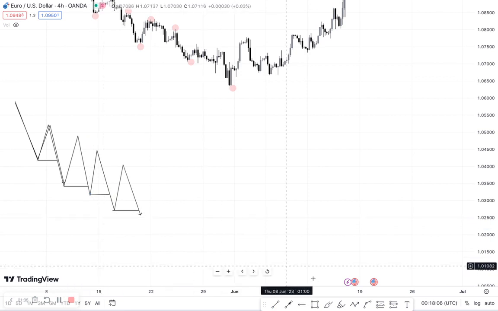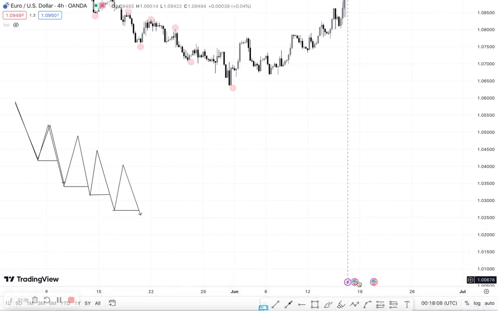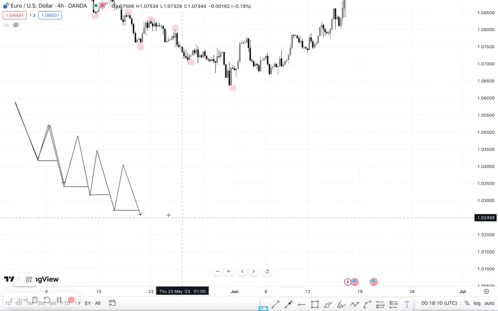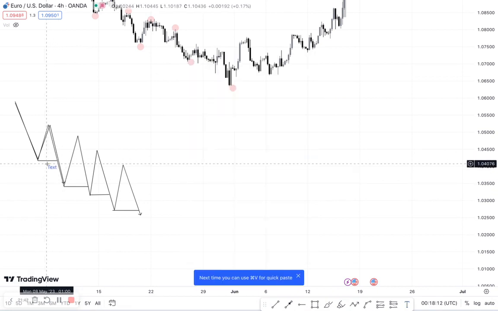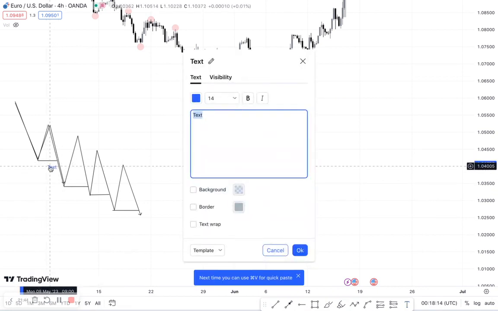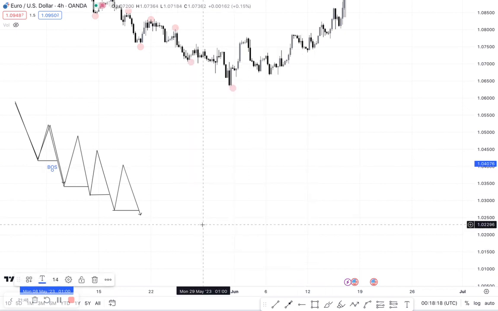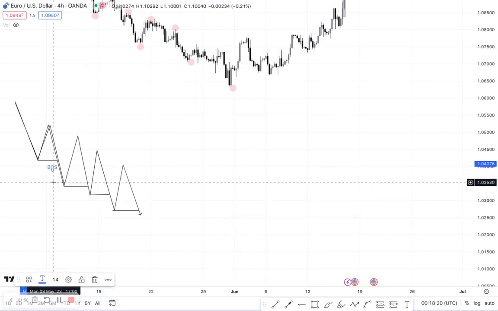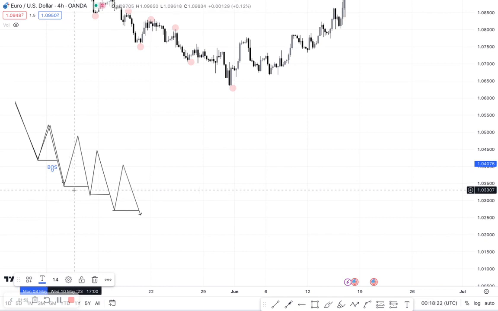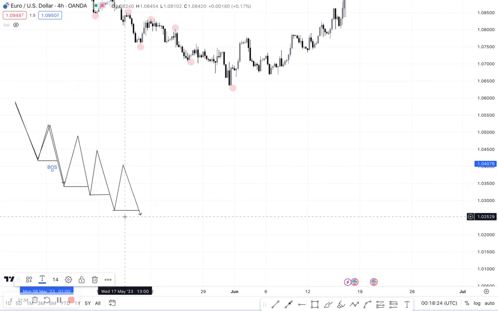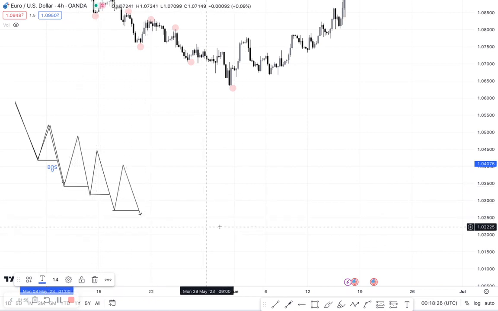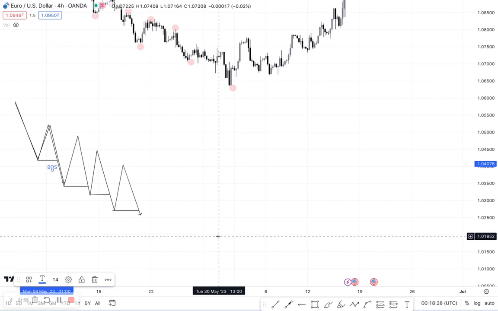Now, this particular place is called the break of structure. You can also call it the BOS, so the abbreviation is BOS. So this is break of structure. You have the break of structure here, break of structure, break of structure, break of structure. Now I was actually talking about how we can know when the trend is changing.